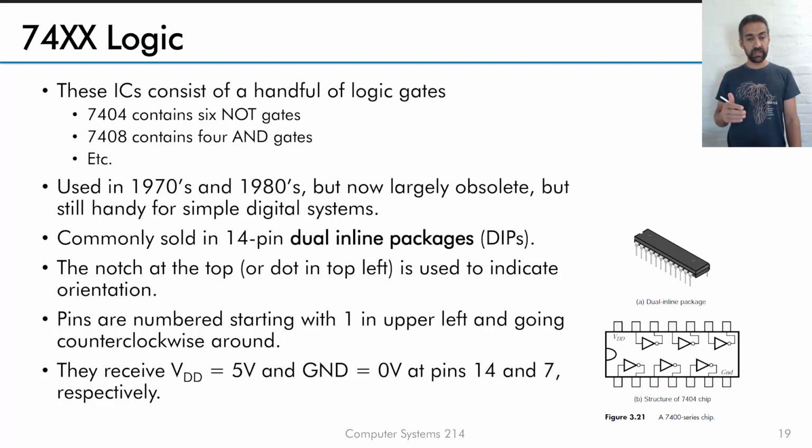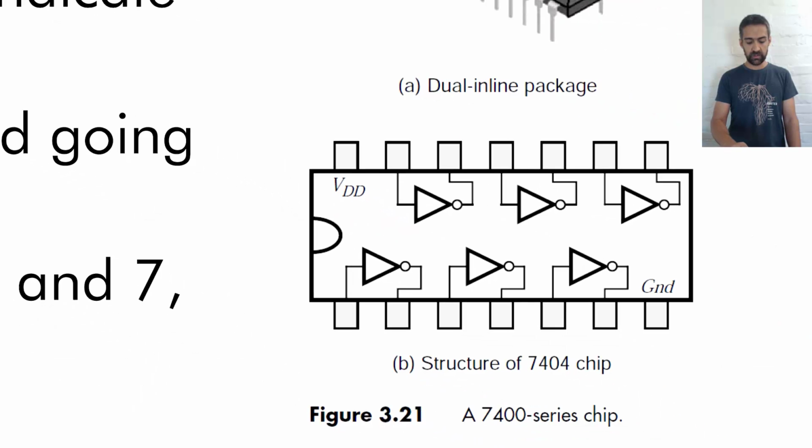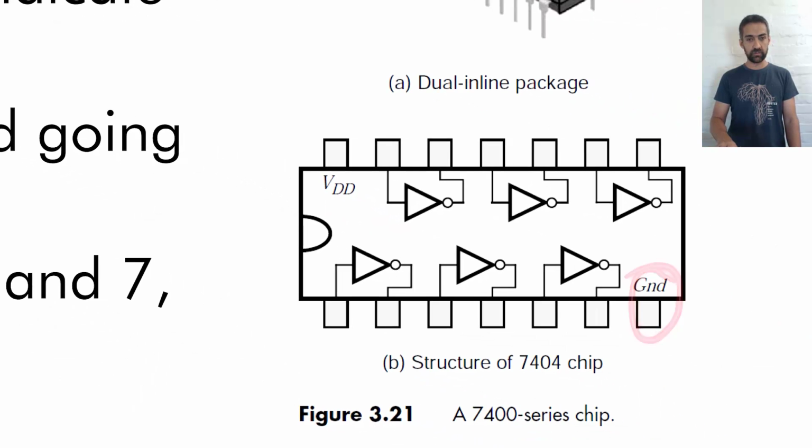Now, the pins are numbered. As I said, pin 1 is in the left upper corner over here, and it works its way around all the way here until this pin. You can see here VDD, you connect 5 volts to that pin, and you connect ground to that pin.